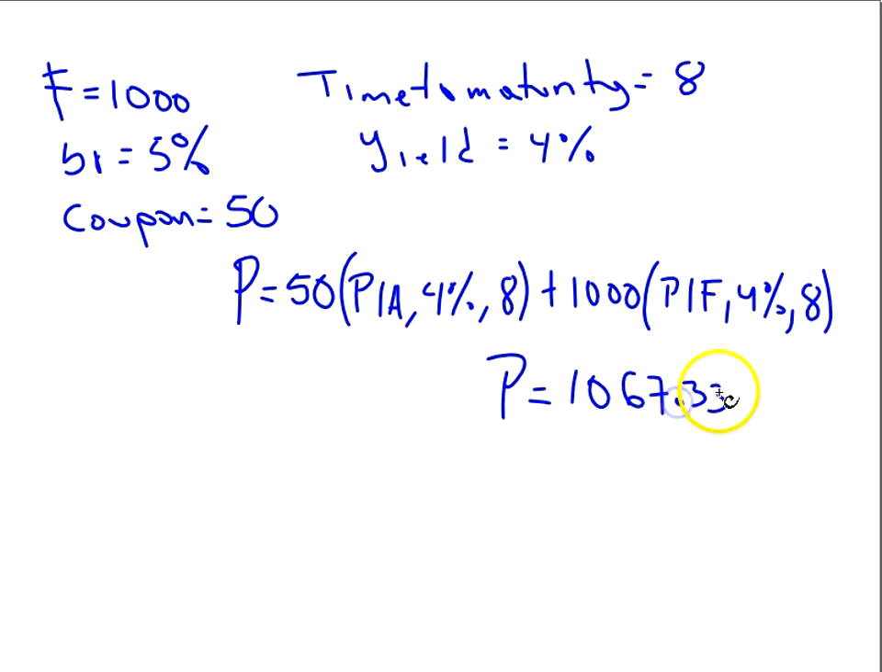$1,067.33, and as you can see, the price is larger than the actual face value because the yield, 4%, is less than the bond rate, which is 5%. So we're paying a higher price and a lower yield because chances are this is a very good company, and we're pretty sure that we're going to get our money back.